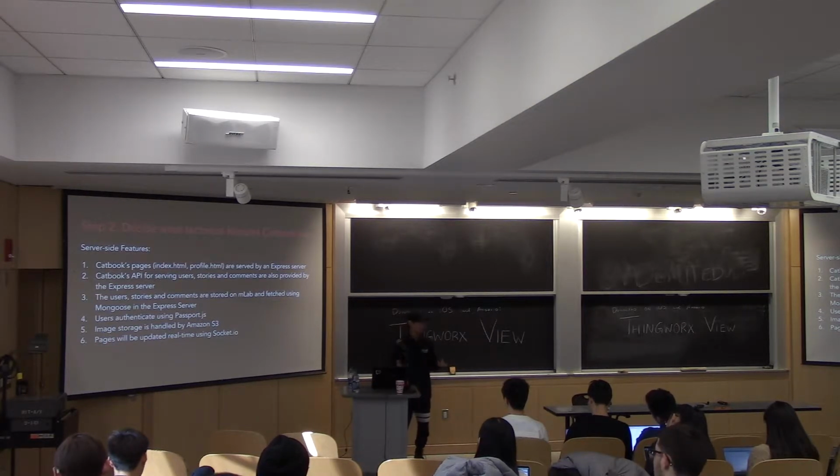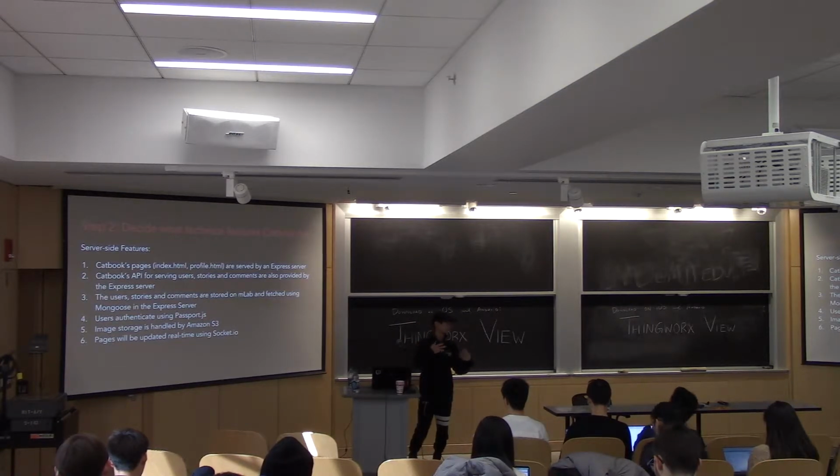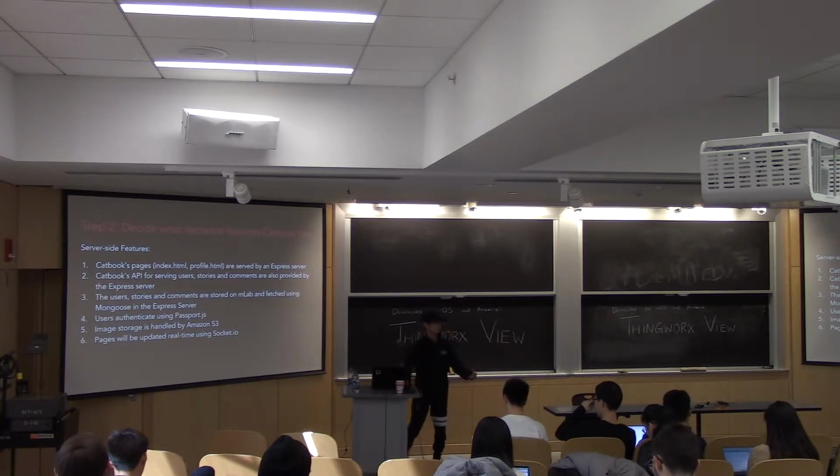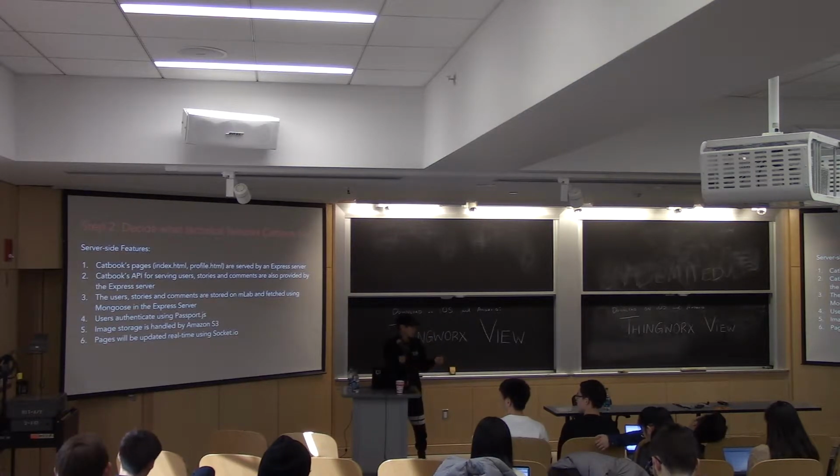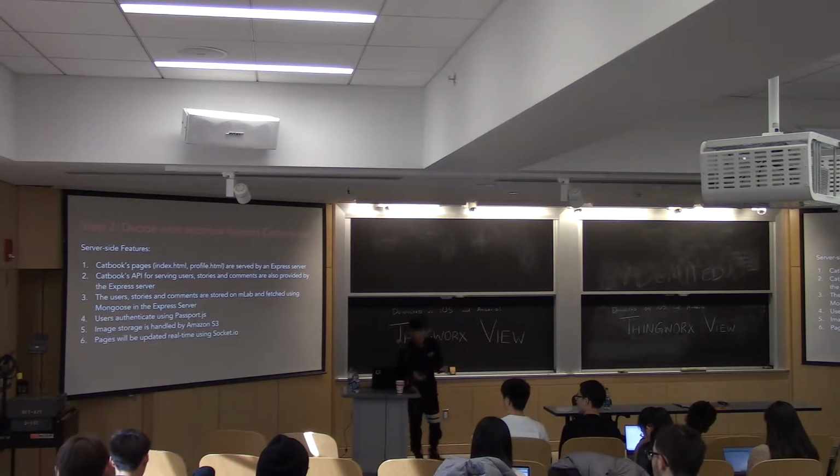And there's also going to be a Catbook API, so to speak, where we're able to get existing users' stories and comments, as well as post new comments, new stories, as well as create new users. This was what our API allowed its user base to do. And we also decided, okay, we need to store this information about the user stories and comments somewhere. Let's host it on MLab and hook it up to our Express server using Mongoose. Users will authenticate using Passport, and we will store images of stories on Amazon S3.